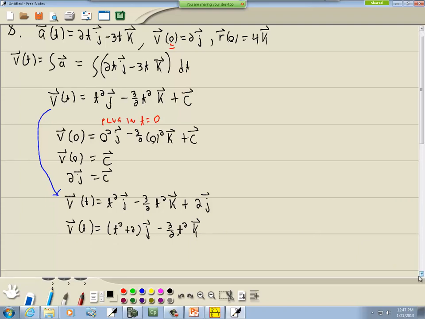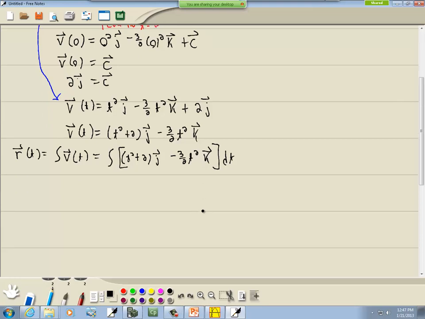Okay, well, we need to go back one more. So we want to find our position vector. The position vector is equal to the integral of the velocity vector. So we'll have the integral of t squared plus 2 j minus 3/2 t squared k with respect to t. So that gives us our position vector is going to equal to, add 1 to your power divided by the new power. So that's 1/3 t to the third plus 2t j.